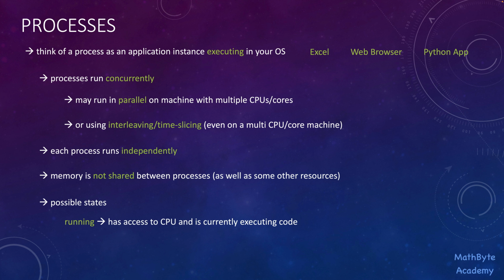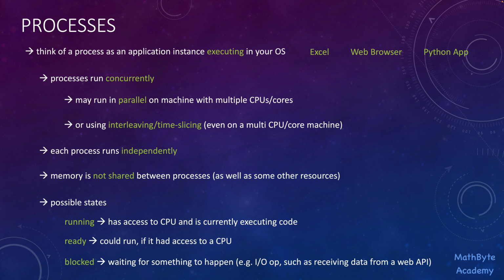It could be running, which means it has access to the CPU and is actually currently executing code. That means the process is running. It could be ready, which means that it's basically paused. It could run if it had access to a CPU, but it doesn't have access to the CPU yet, right? It's been halted basically, and it's waiting to continue running.